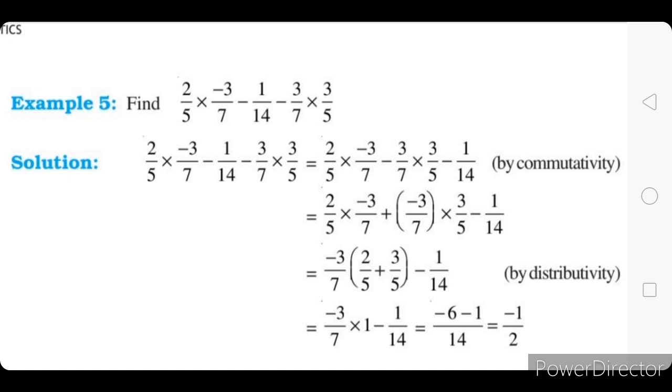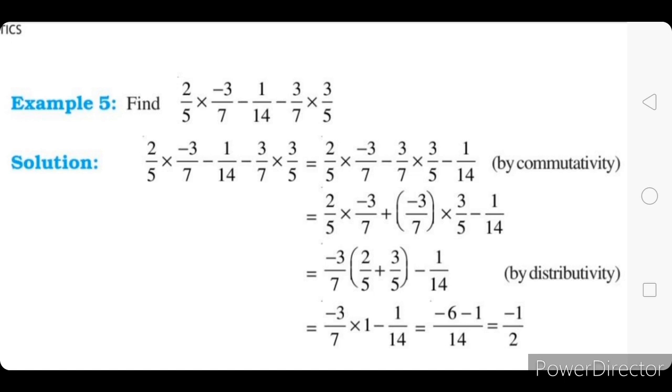From here we will take minus 3 upon 7 common, and when we take minus 3 upon 7 common, 2 upon 5 plus 3 upon 5 will come inside the bracket. It is the distributive property used here. Now inside the bracket 2 upon 5 plus 3 upon 5 is 5 upon 5, that is 1 only. When we divide same numbers, answer is 1.